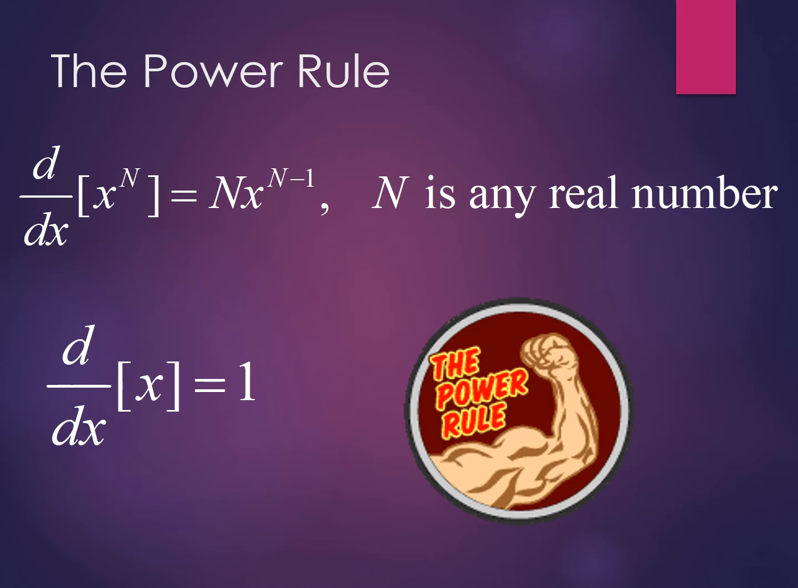The first rule is the power rule. d over dx of x to the n equals n x to the n minus 1, where n is any real number. As you can see, whatever the exponent is, it will be the multiplier, and then from your exponent, you need to subtract 1. And remember that d over dx of x, the derivative of x, equals 1. So the derivative of the identity function equals 1.